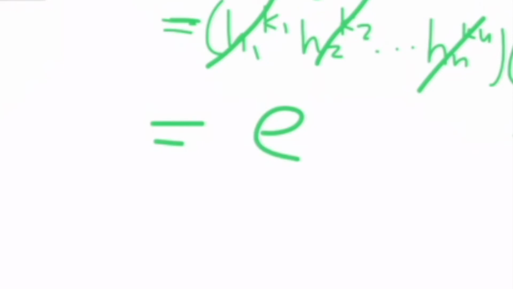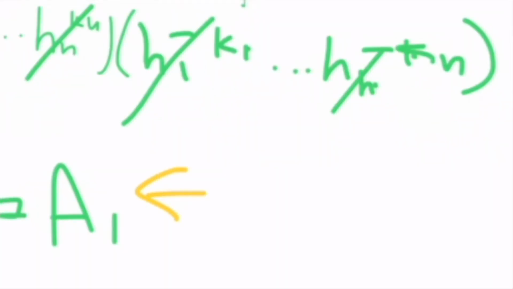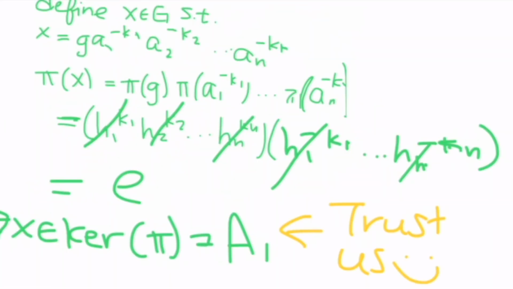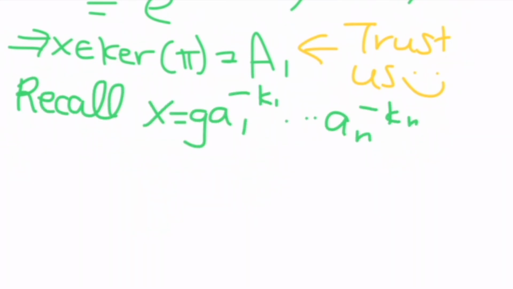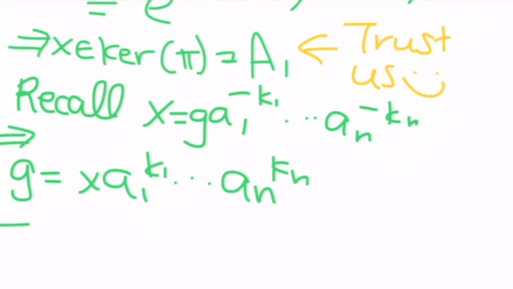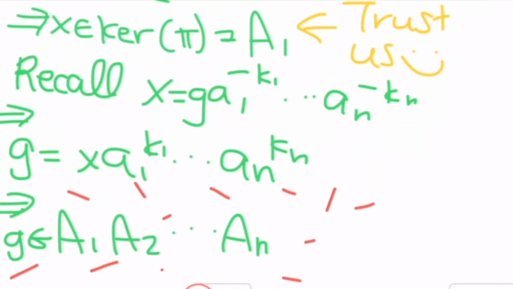We also know that the kernel of pi equals A1, because for any g in A1, the coset A1 plus g is equal to the coset A1 plus e. So we have that x is in A1. Recall that x equals this. We can rearrange this to show that g equals x times a1 to the k1 through an to the kn. This implies that g is an element of the product of the groups A1 through An. Therefore, we've proven claim 1.